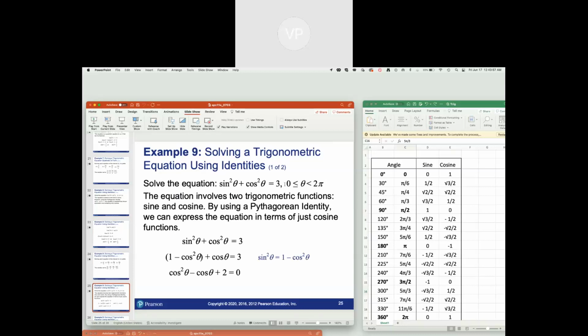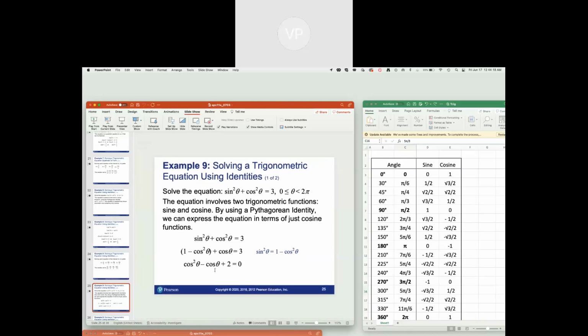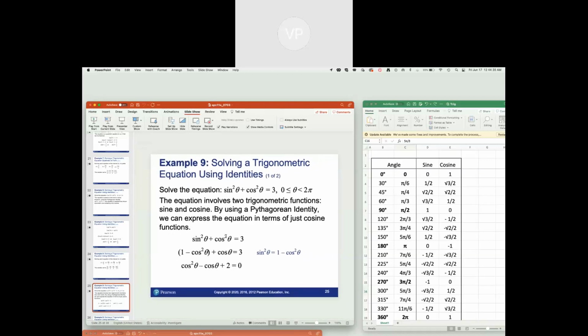Okay, I'm sorry. Sine squared plus cosine squared equals 3. Now, this is a unique one here because if you use that same Pythagorean identity, remember how they solved for sine squared and got the 1 minus cosine squared, and you replace it, what happens is something that looks like it's a mistake. It looks like the first problem was supposed to be just cosine, from what I'm seeing here.